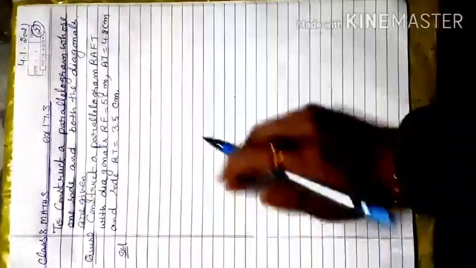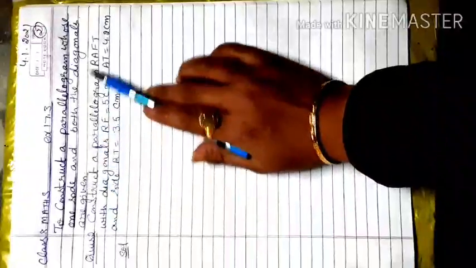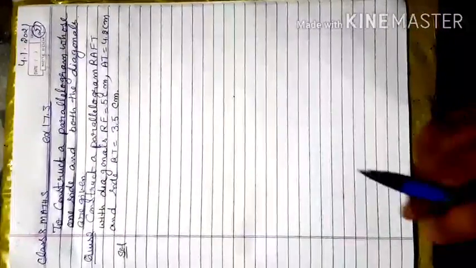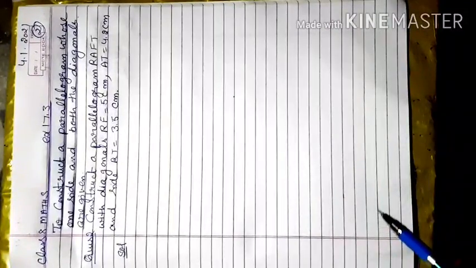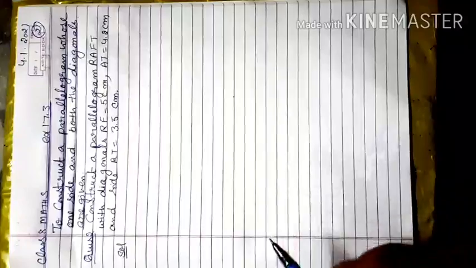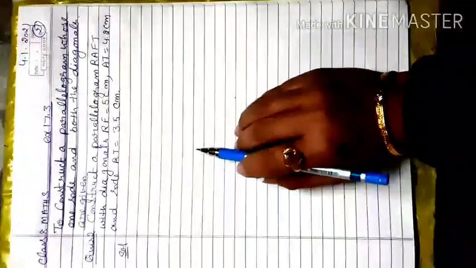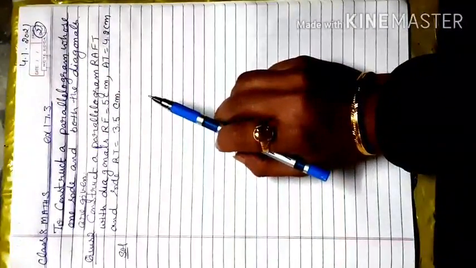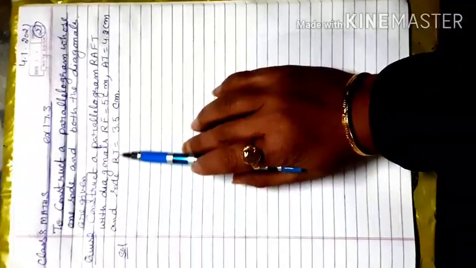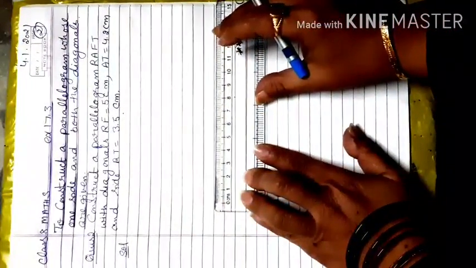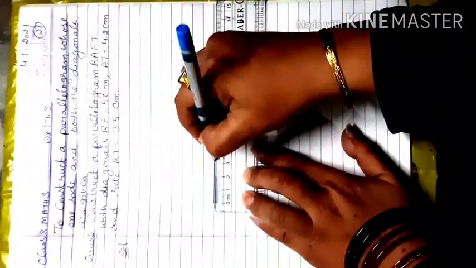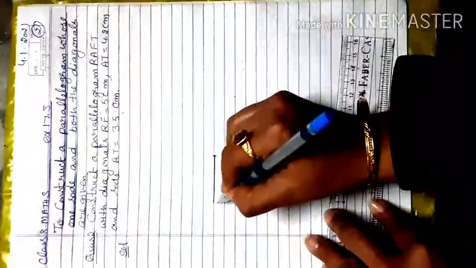Now your second question, under parallelogram, of your exercise: to construct a parallelogram whose one side and both the diagonals are given. If two diagonals and one side are given to you, how will you draw the parallelogram, that is RAFT. So if the side is given, first you choose the side RT equal to 3.5 centimeter. So first I will draw RT equal to 3.5 centimeter here. So that is RT.